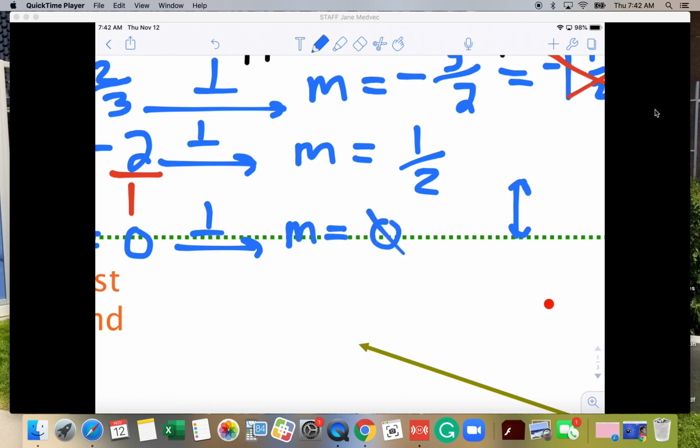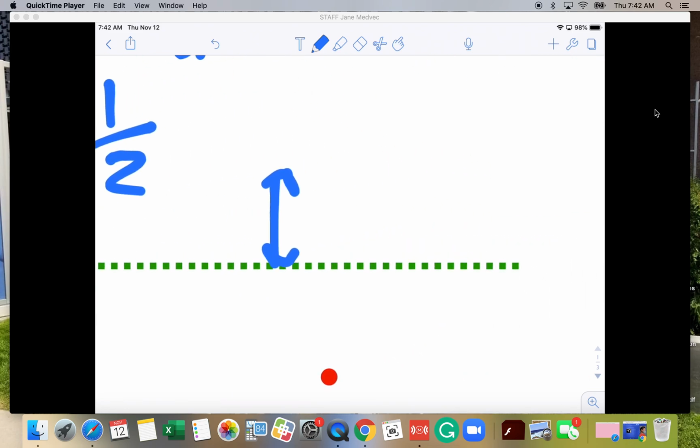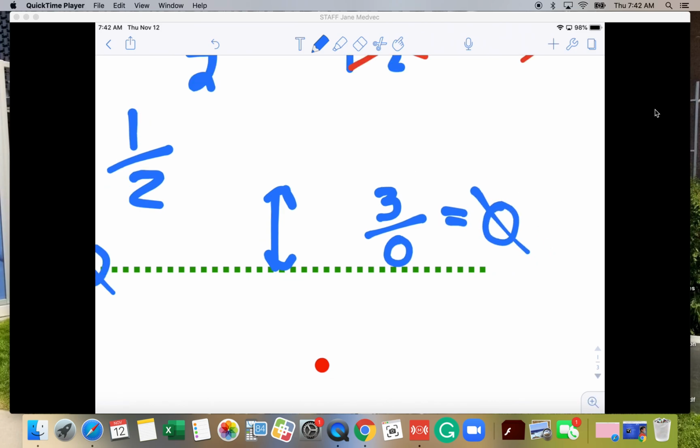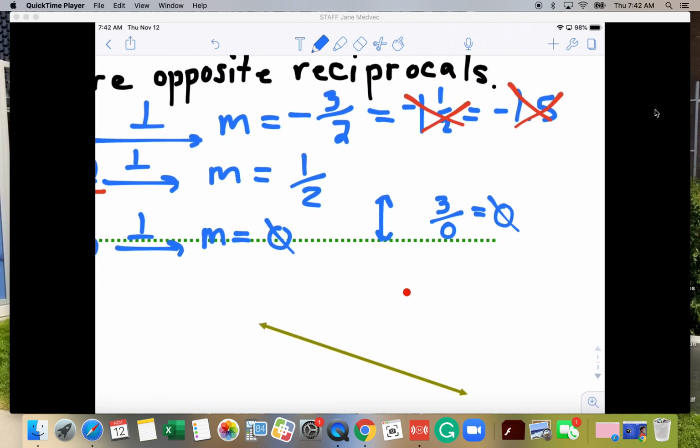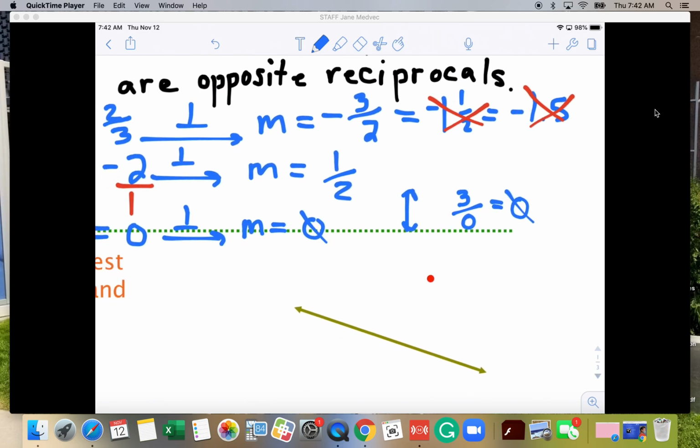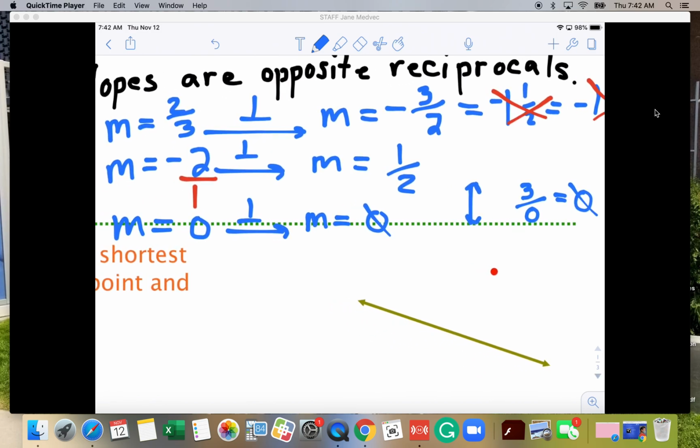If you are solving for slope using the slope formula, m equals y2 minus y1 over x2 minus x1, you would have something like 3/0. And on your calculator, it would say error. You need to understand that that is an undefined slope. So those are a few examples of slopes for perpendicular lines.